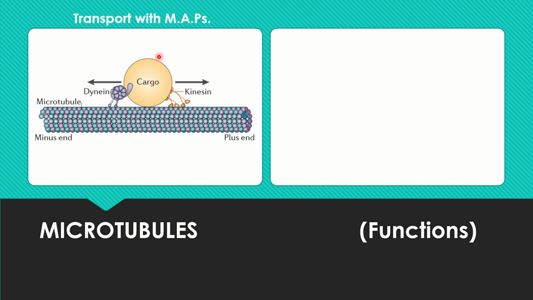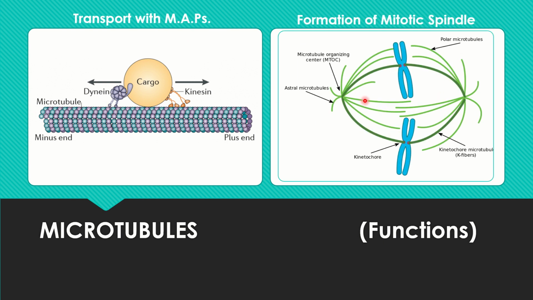Now, the microtubules also help in the transport with the membrane associated proteins. This is the kinesin and the dynein. Kinesin moves towards the plus end or towards the periphery, and the dyneins move the materials towards the minus end or to the nucleus. They also help in the formation of the mitotic spindle. See, they are forming the mitotic spindle, which helps in the cell division.